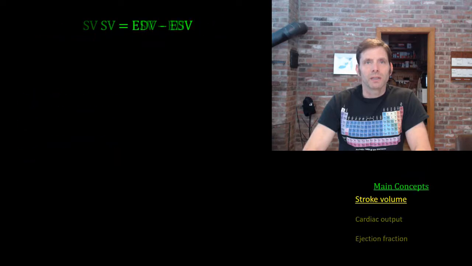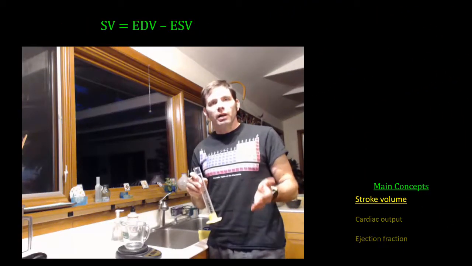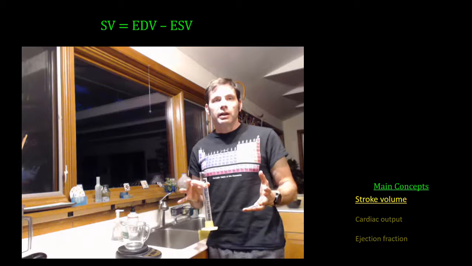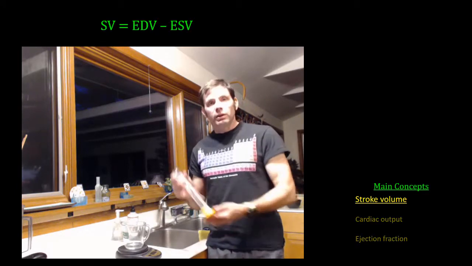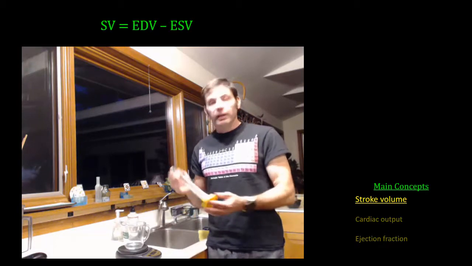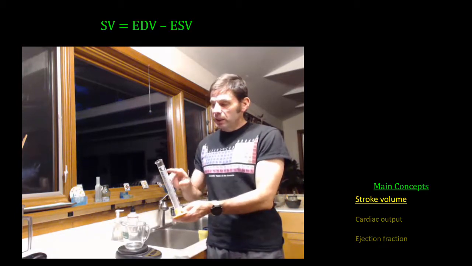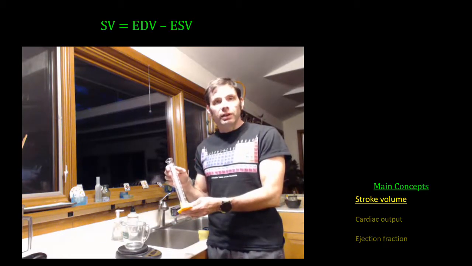Let's start with stroke volume. Stroke volume is the amount of blood the heart pumps in a single beat. And it can be calculated by taking the amount of blood that starts in the heart and subtracting what's left when it's over. To get a visual, let's look at a left ventricle. We're going to measure output from the left ventricle. I'm going to say this 100 milliliter cylinder is the left ventricle.